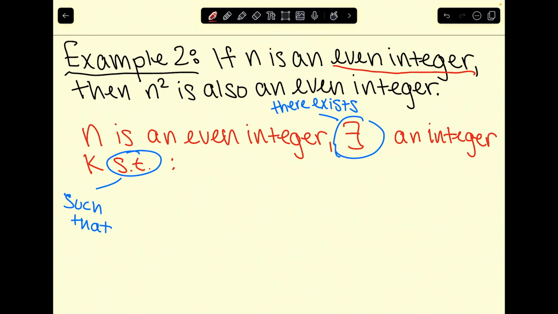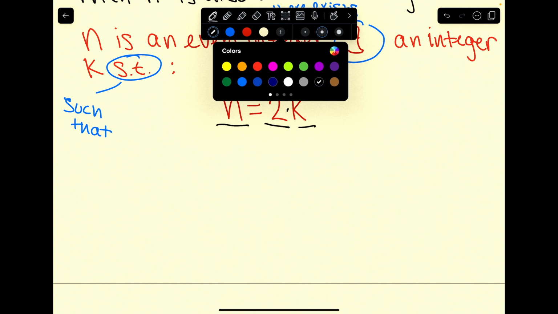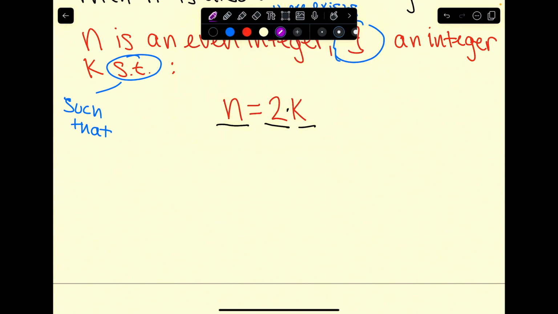So n is an even integer if there exists an integer k such that n is equal to 2k. All this statement means is that even numbers or even integers can be written as 2 times another integer. Well, let's check really quick. Let's think about all of the even numbers that we know.